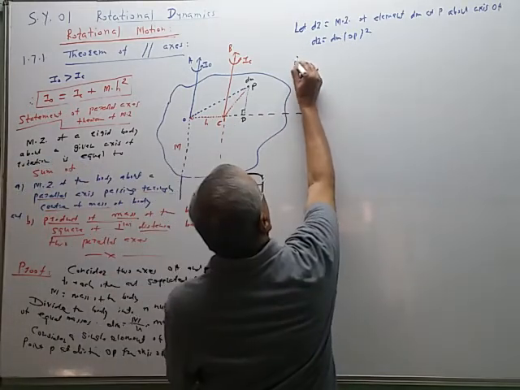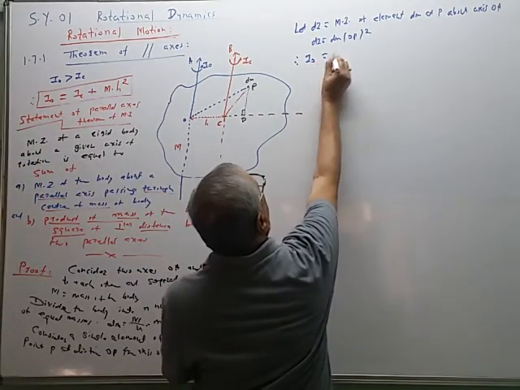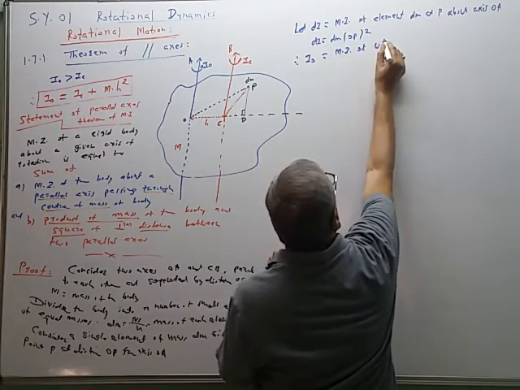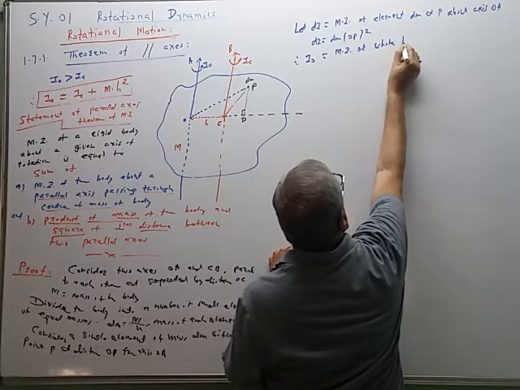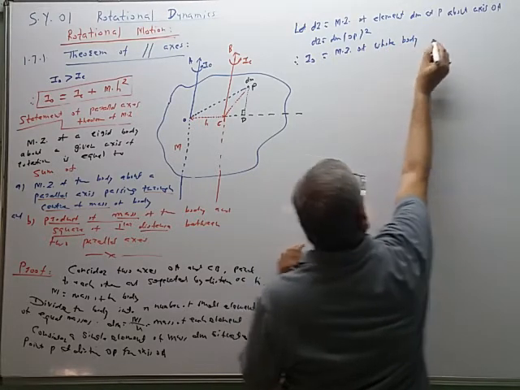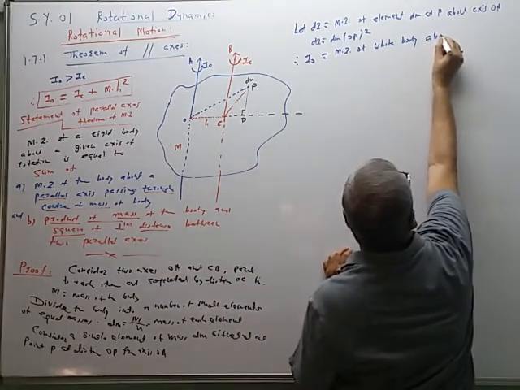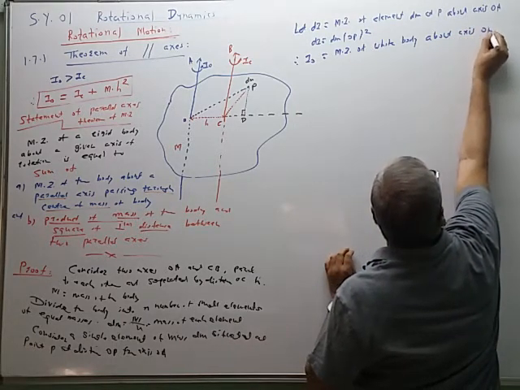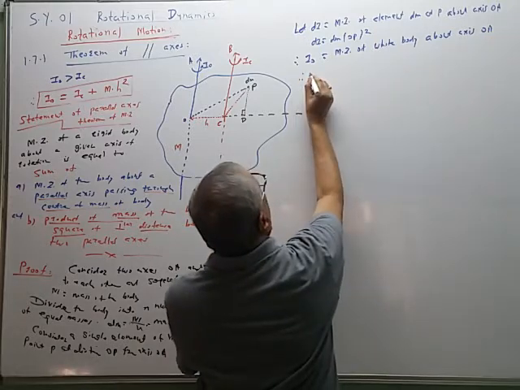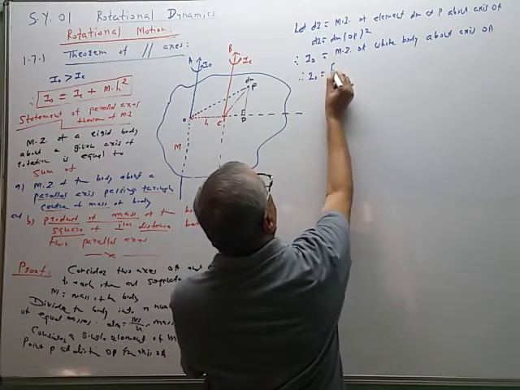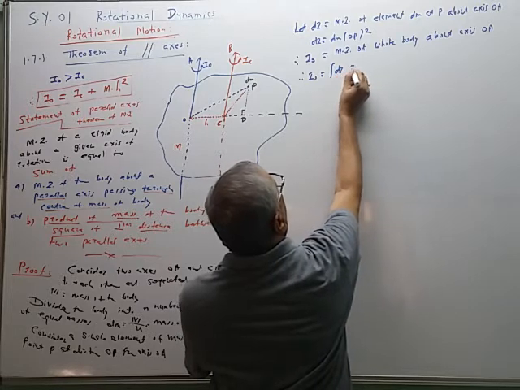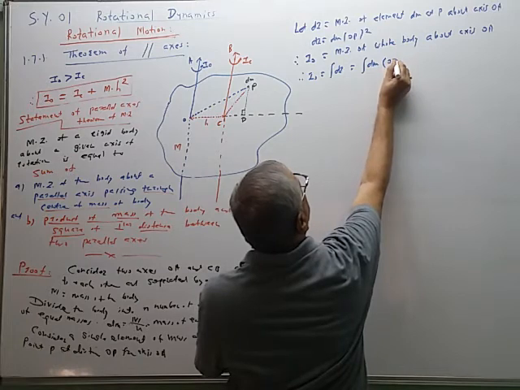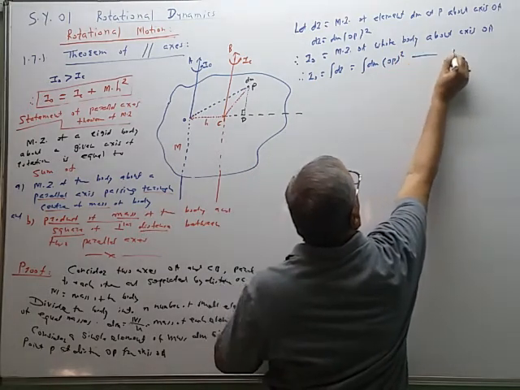Therefore IO is equal to, we are using the integration method, the moment of inertia of the whole body about axis OA. Therefore IO is obtained by integrating dI. So this is equal to the integration of dm into OP square. So this is equation 1.